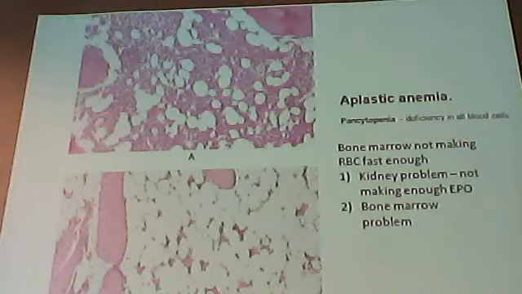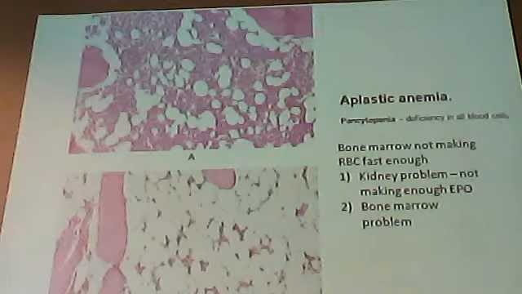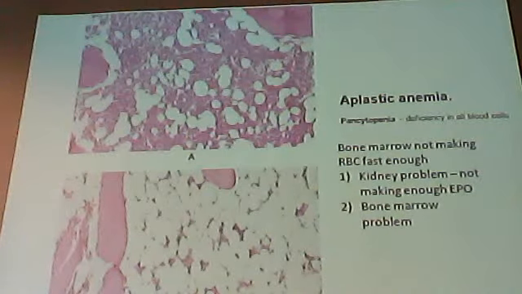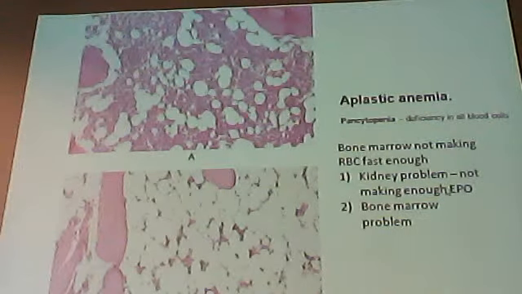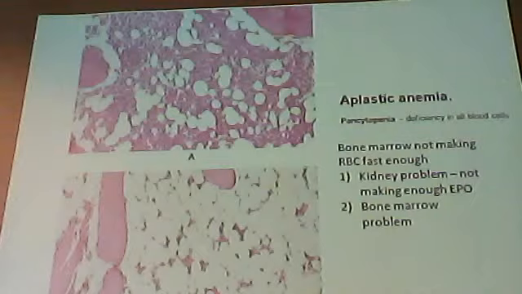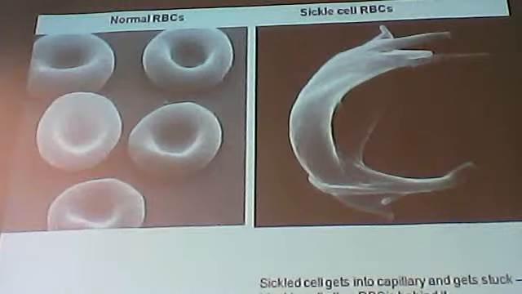Aplastic anemia. The biggest term associated with that is pancytopenia. So it's a deficiency in all types of blood cells, red and white blood cells. The bone marrow does not make the red blood cells fast enough. So it's a kidney problem if you don't secrete enough EPO to stimulate the bone marrow, or it could be a bone marrow problem where the bone marrow itself isn't converting into new red blood cells.